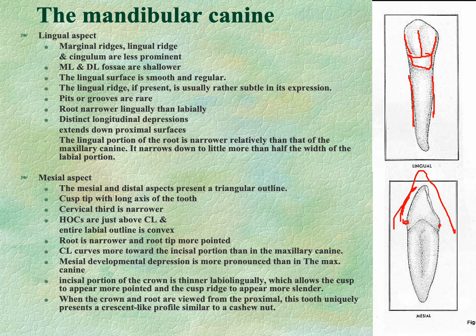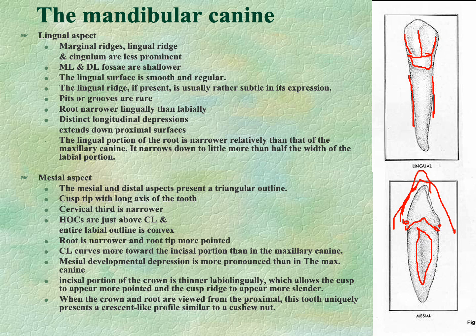The root is narrower and the root tip is more pointed. The cervical line curves more toward the incisal portion than in the maxillary canine. The mesial developmental depression is more pronounced than in the maxillary canine. The incisal portion of the crown is thinner labiolingually, as you can see here, which allows the cusp to appear more pointed and the cusp ridges to appear more cylindrical. They are anyway underdeveloped, as we have explained earlier.